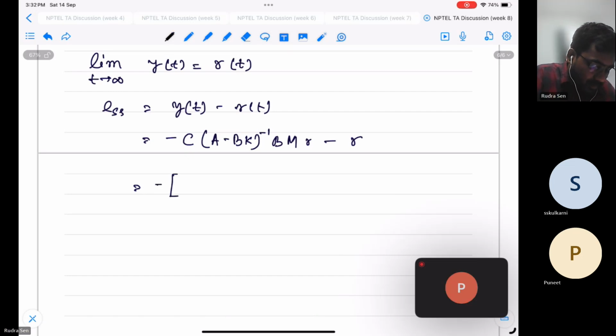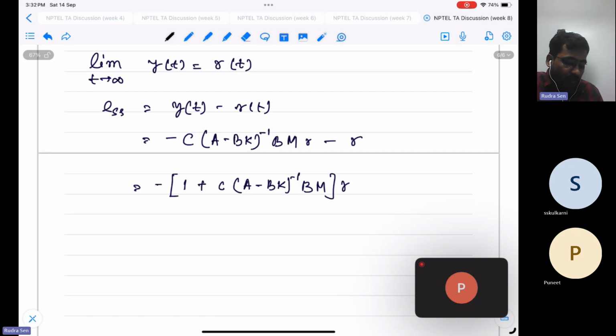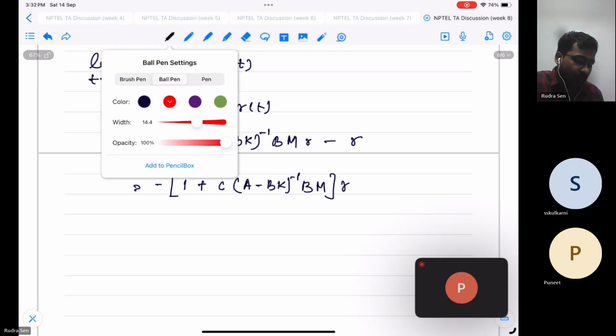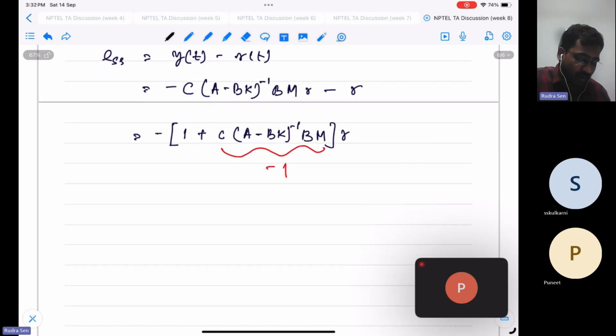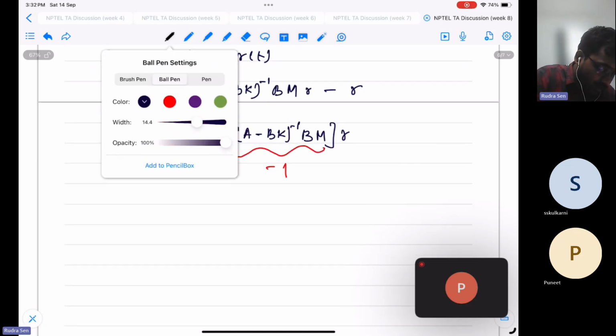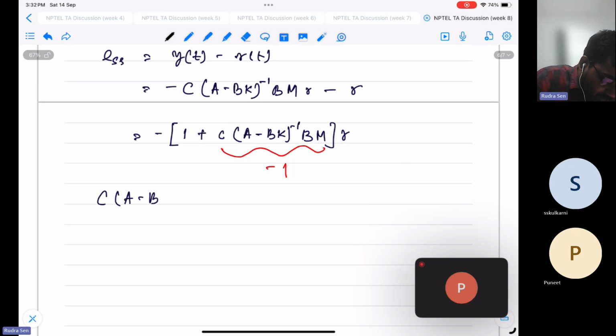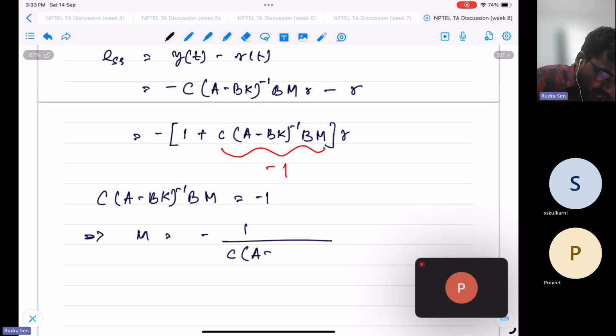So this would become C A minus BK inverse BMr, and this term would be 0 if it is equal to minus 1. Therefore, we consider that C A minus BK inverse BM equals minus 1. Therefore, M equals minus 1 by C A minus BK inverse B.